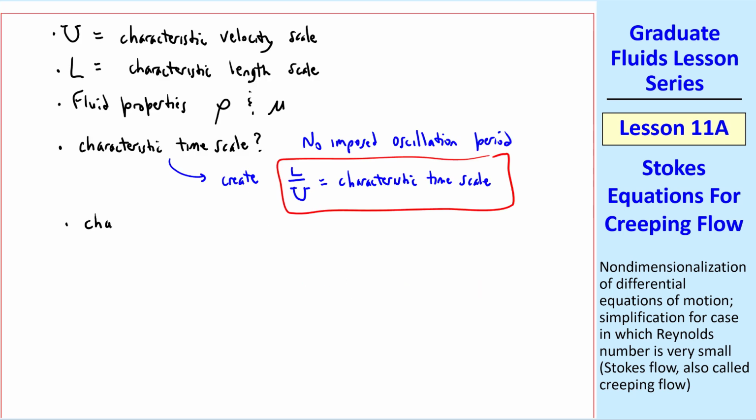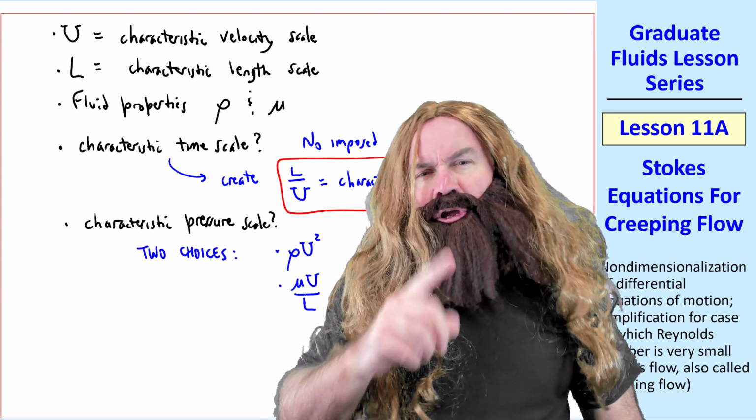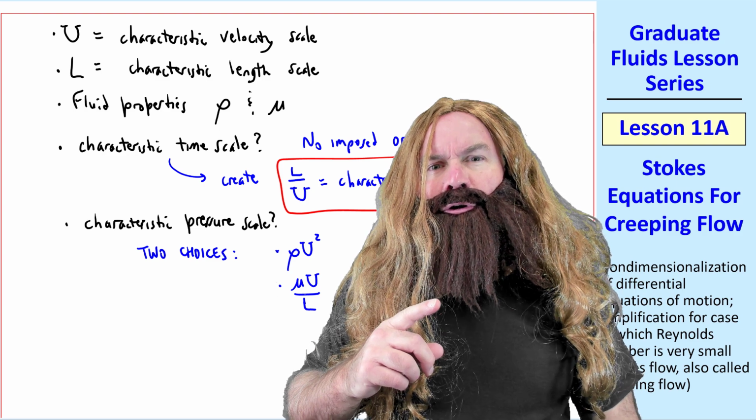We'll also need a characteristic pressure scale. Two choices come to mind. You may recall that in the past we've often used rho u squared, but there's also a pressure scale that can be generated as mu u over L. But how do you know which one to pick? Well, Harry, I'm glad you asked. I was just about to discuss this.